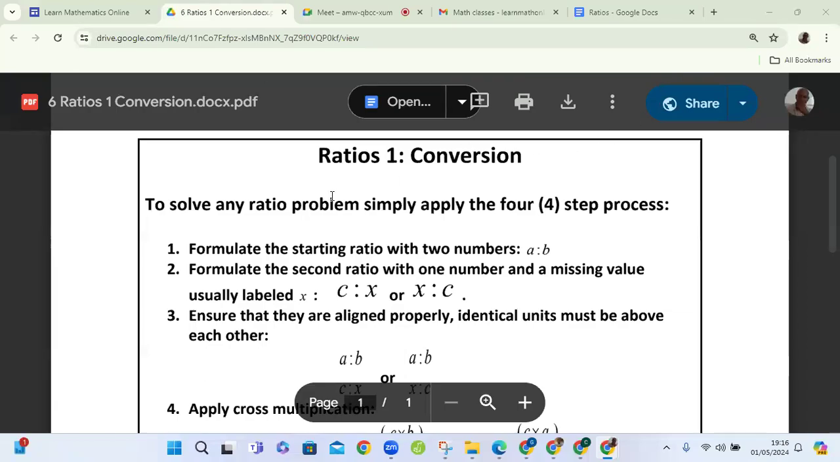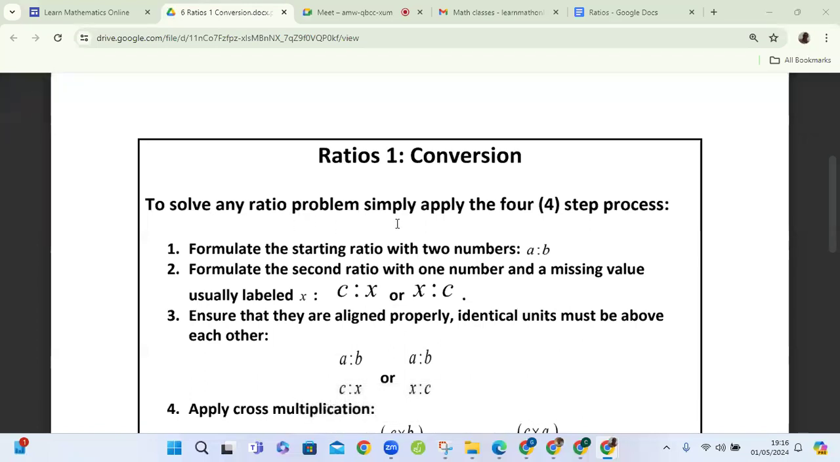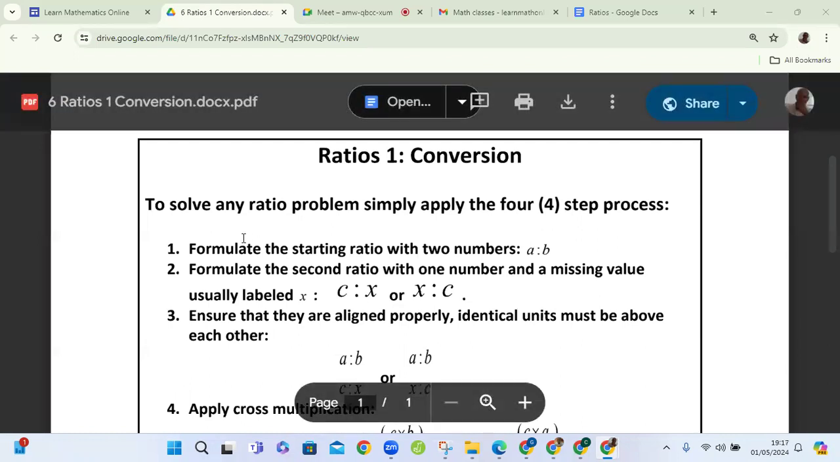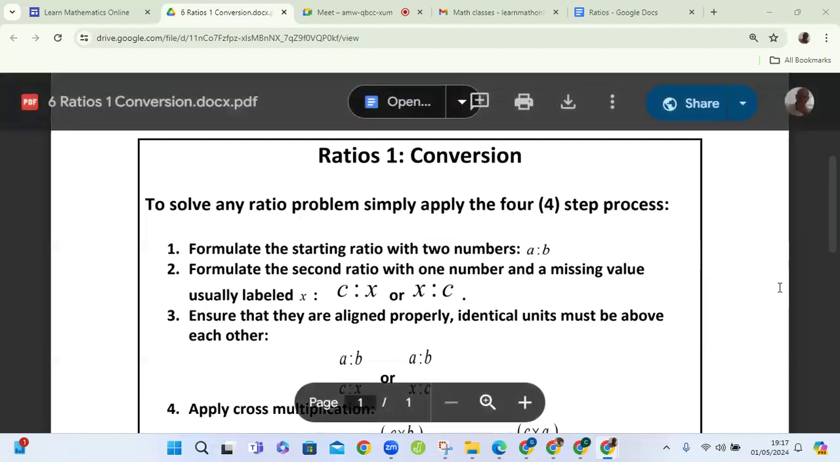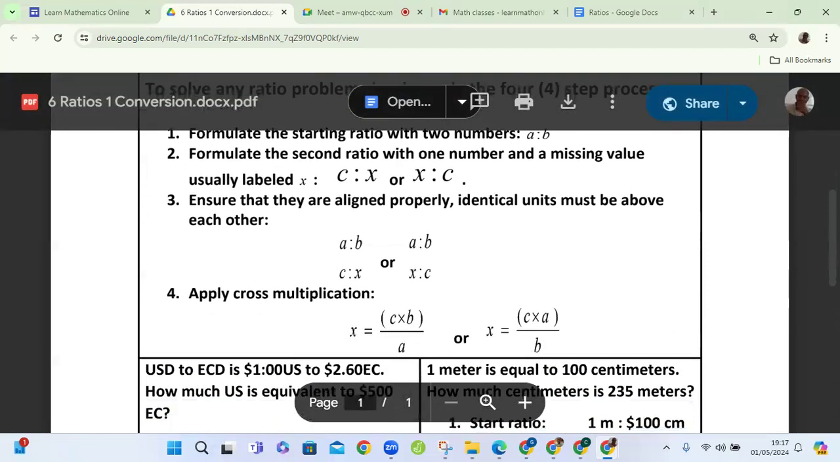Ratios 1. It talks about conversion. To solve any ratio problem, simply apply the 4-step process. First, you formulate what you call a starting ratio. Well, it's a labeling ratio. You create what you call a labeling ratio. Then you have a complete ratio with 2 numbers, and then you formulate a third ratio with a number and a letter, and then you cross multiply and divide.